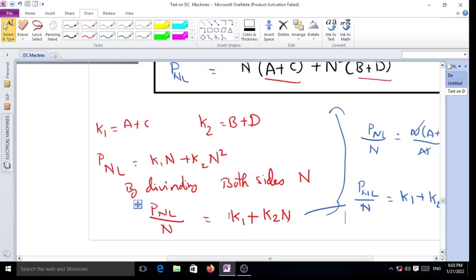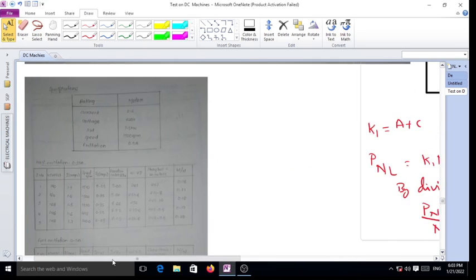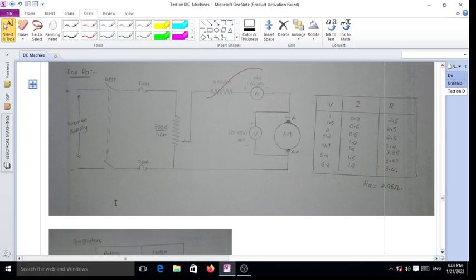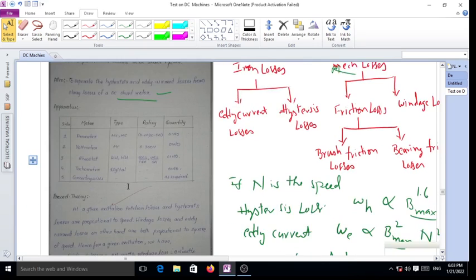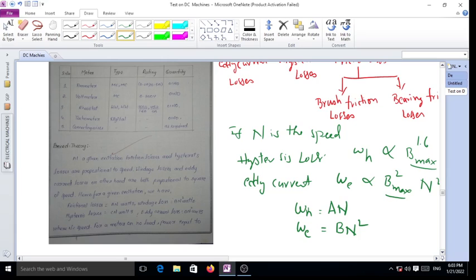So now we go to the experimental way of finding them. This was our theory. At given excitation, frictional losses and hysteresis losses are proportional to the speed. Windage losses and eddy current losses, on the other hand, are both proportional to the square of the speed.